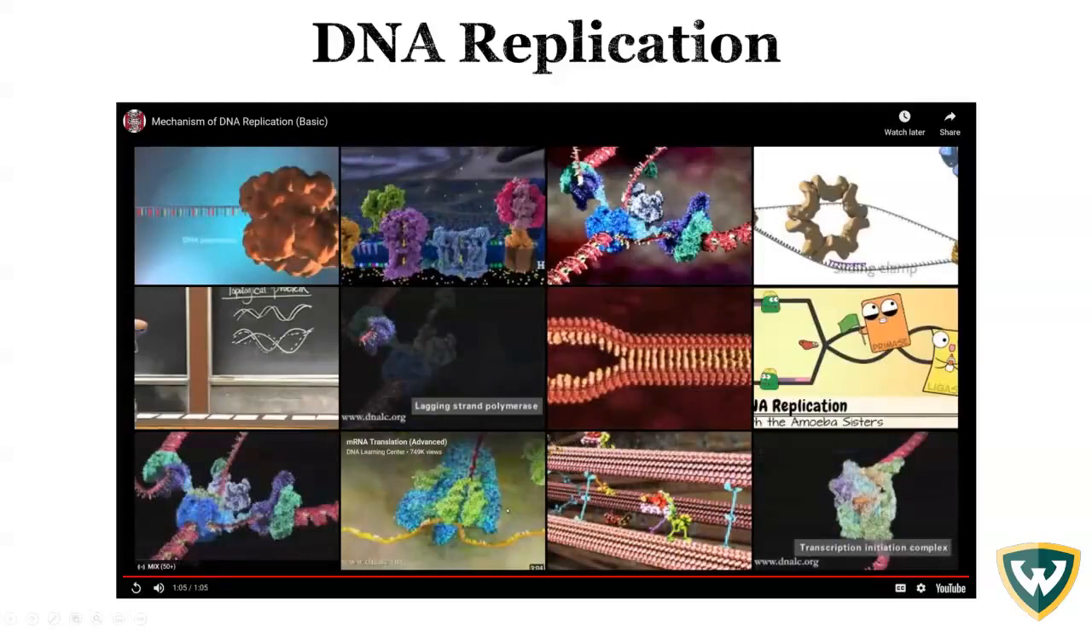Okay, so you can see there it showed both the leading strand replication and the lagging strand replication to create two identical copies of DNA.